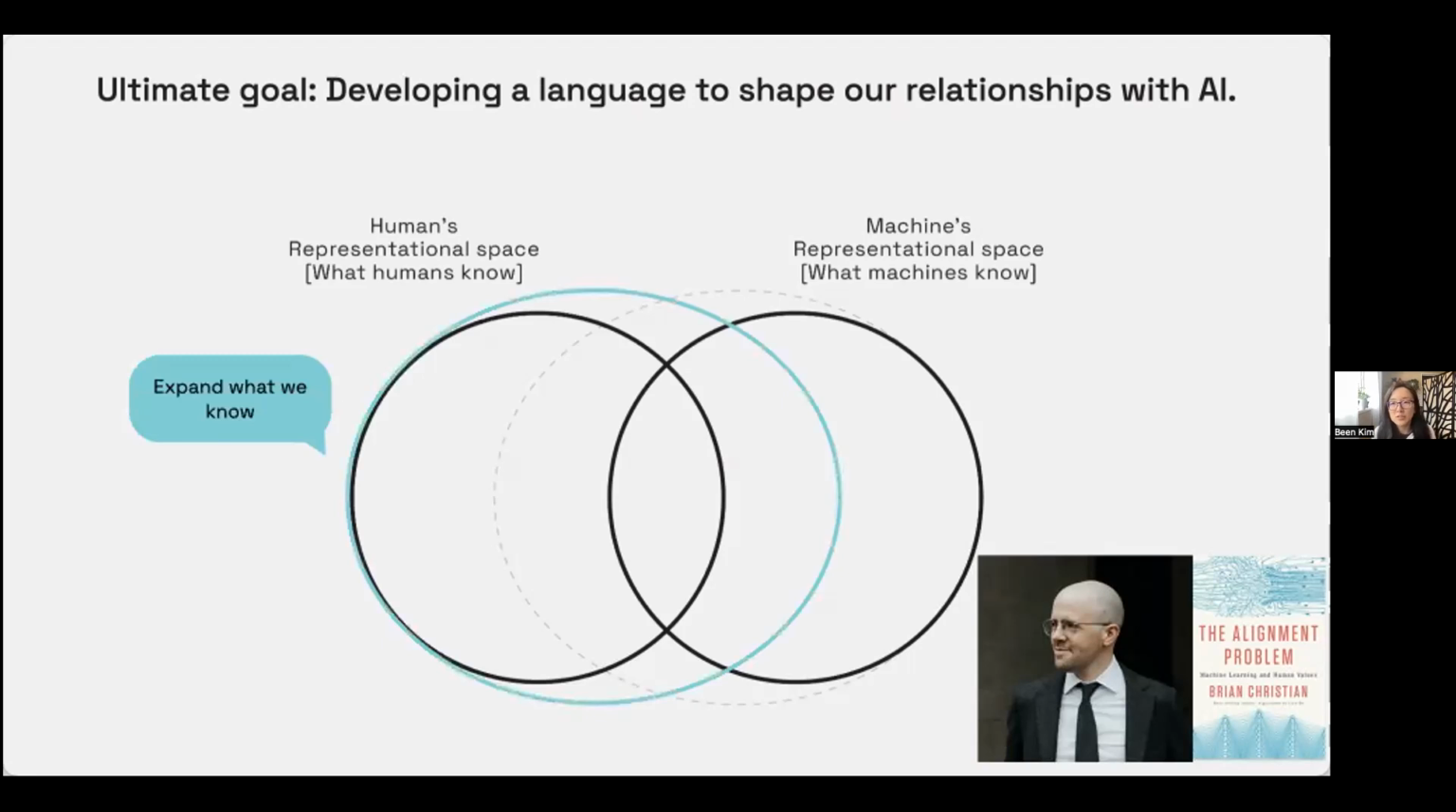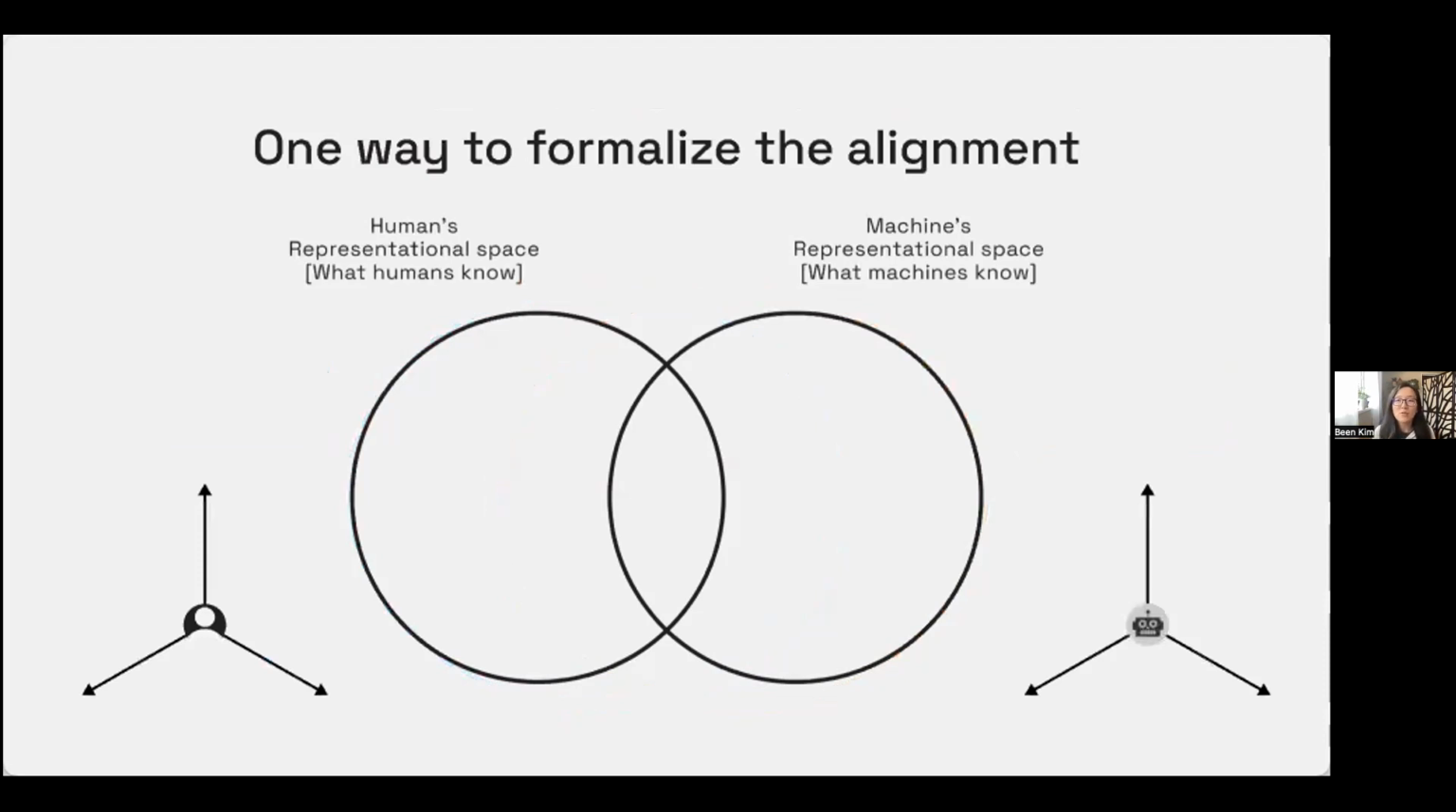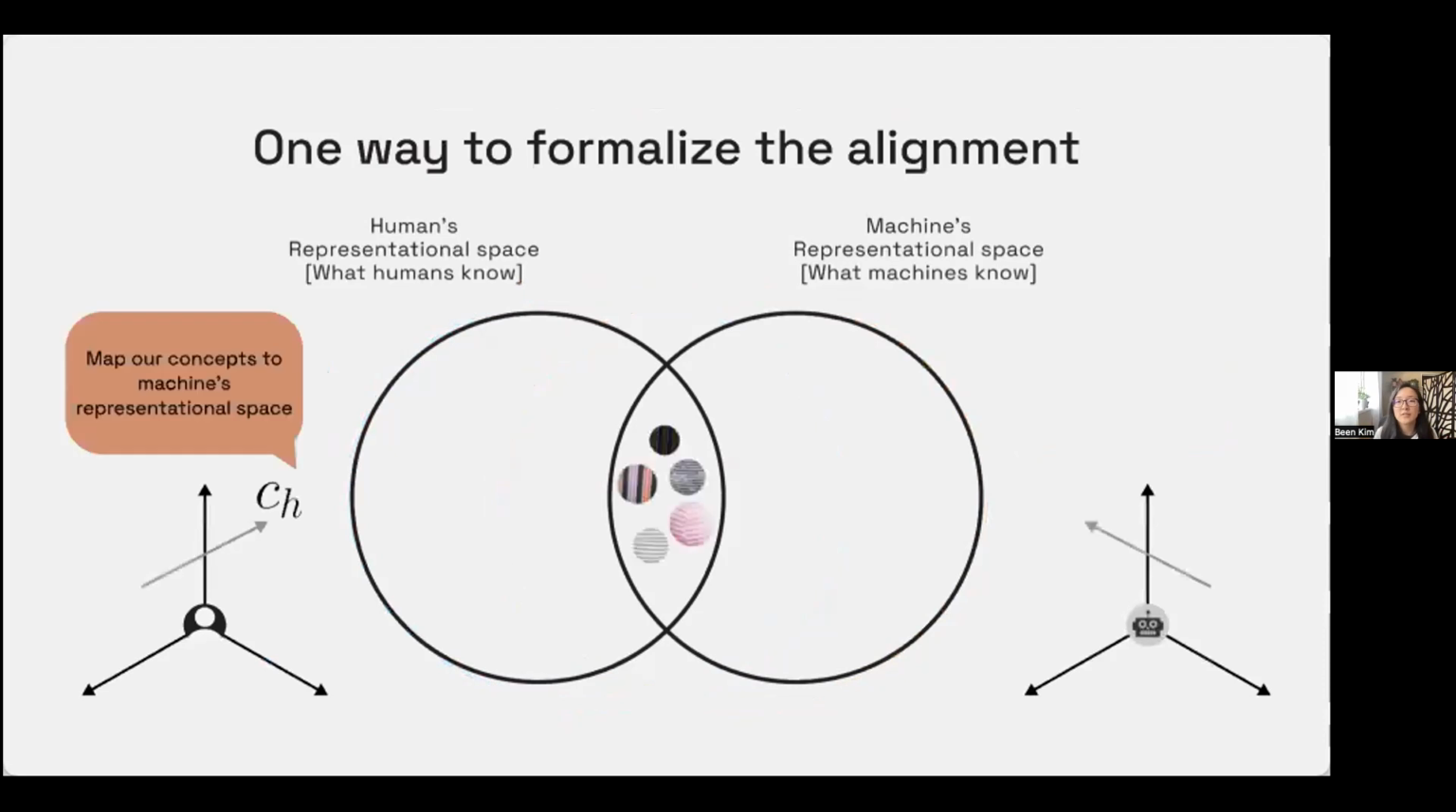So how do we bridge this gap and develop this language? We do it by first expanding what we know through dialogues and collaborations with machines, and learning more about machines will enable us to build machines that can better align with our goal, as we've seen in many of those spotlight presentations just before this talk. And doing so will increase the overlap between what we know and what machines know. So let me operationalize what I just said in more technical terms.